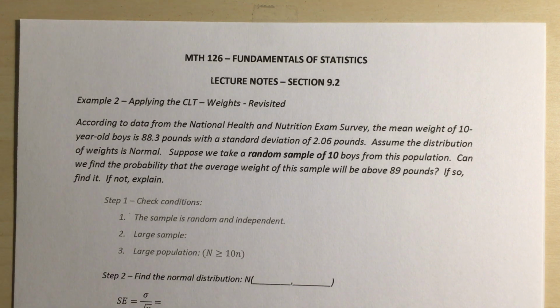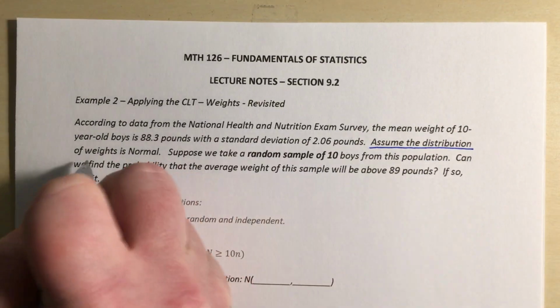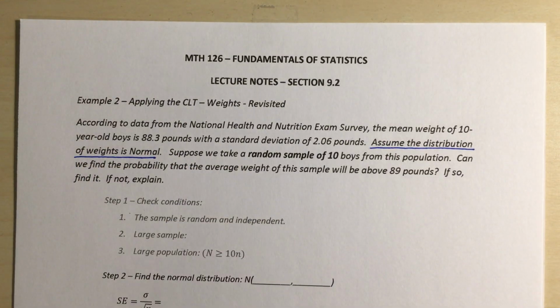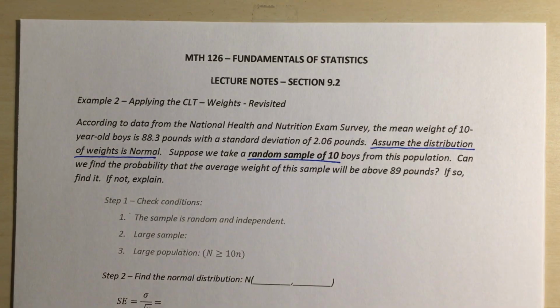So according to data from the National Health and Nutrition Exam Survey, again, the mean weight of 10-year-old boys is 88.3 pounds with a standard deviation of 2.06 pounds. Assume the distribution of weights is normal. So again, remember this case was the one where we had a normal distribution. Suppose we take a random sample of 10 boys. So our sample size in this case is 10.